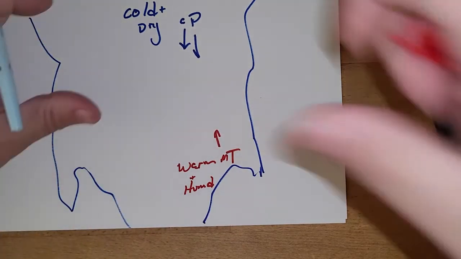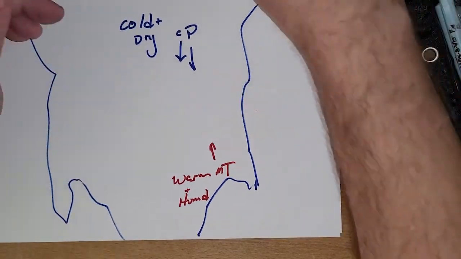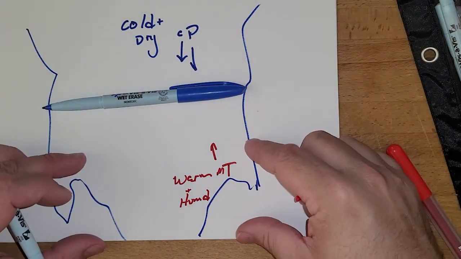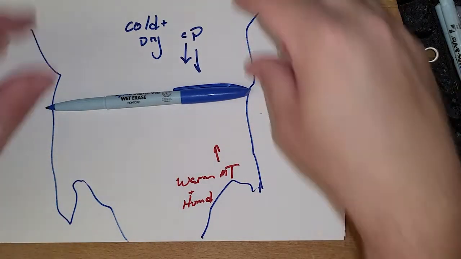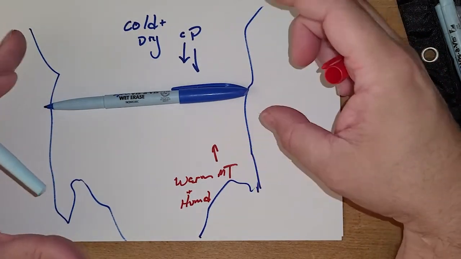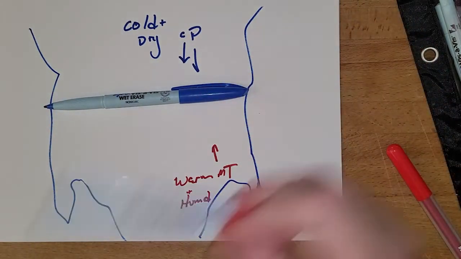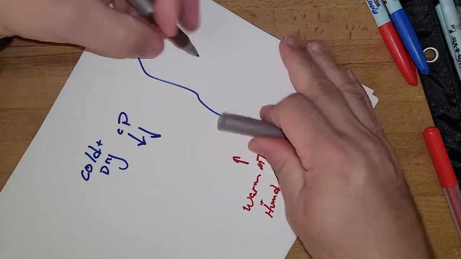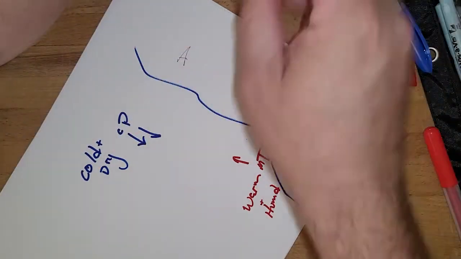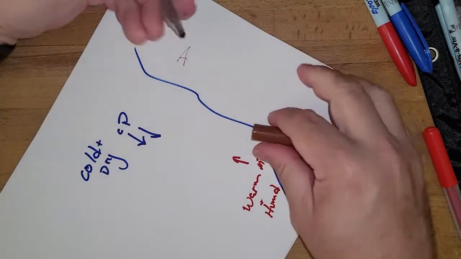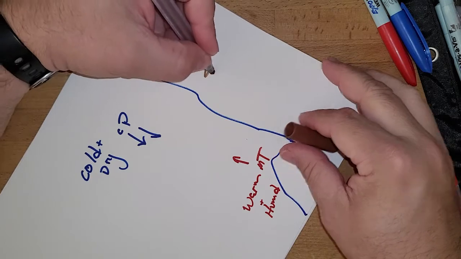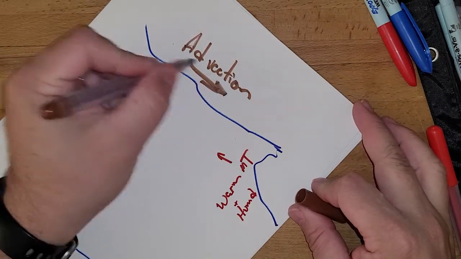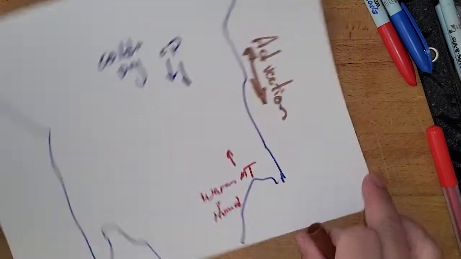Now, I put these little arrows, but not necessarily, right? It could just be the cold air's up there, the warm air's down here. Neither one of them are moving. Okay, that's totally possible. But in order to see these storms, we need to have advection. And that advection means that we're going to need the air to be moving back and forth.